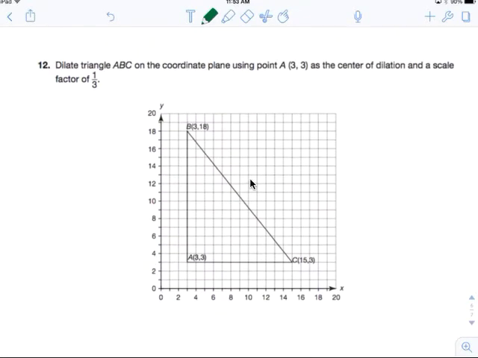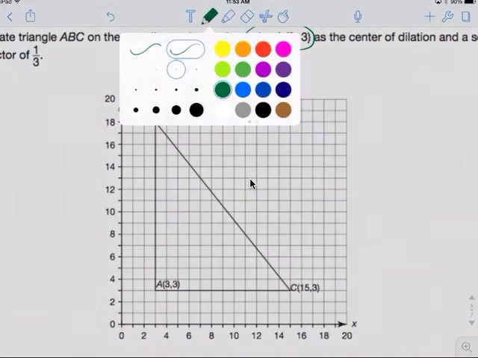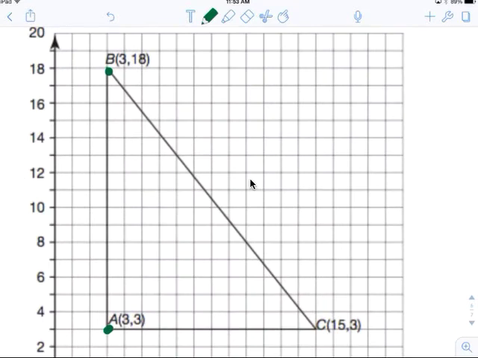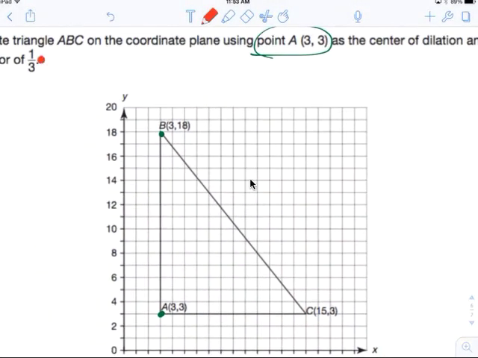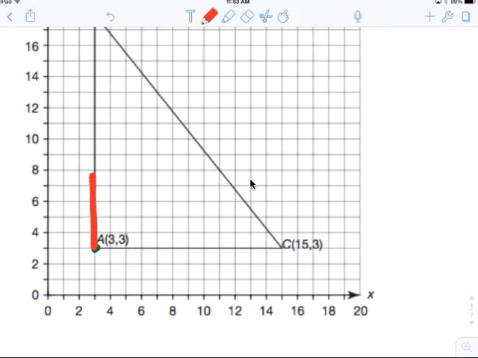This next one is going to be a reduction, and I think we started this in class. If you didn't copy it: dilation of ABC on the coordinate plane using this point as a center of dilation and a scale factor of 1/3. That means you count from the center of dilation right here to this point. How many are there? I think 15. And because it's 1/3 times 15, it's a 5 scale factor. Count 5 for each one.